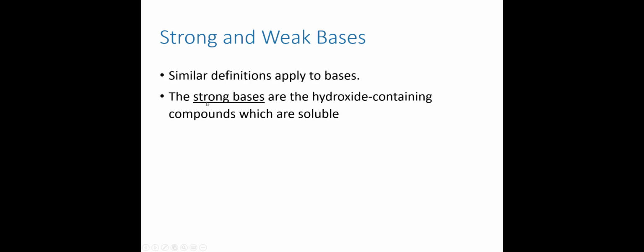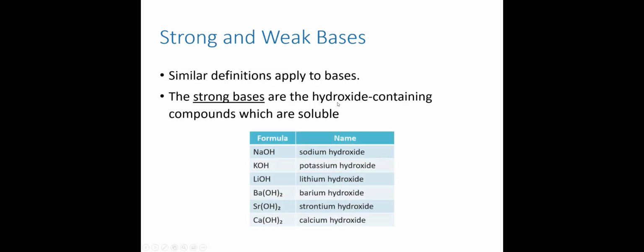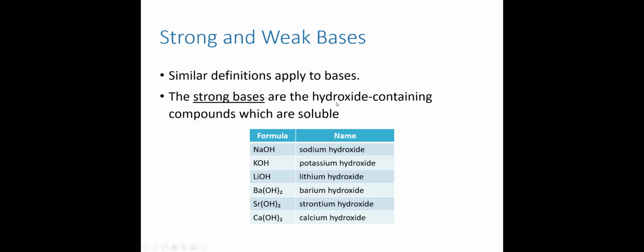Just like we had strong and weak acids, we have strong and weak bases. So we have a similar definition here. A strong base is going to be any base which completely ionizes in solution. And the only ones that are going to do that are the hydroxide-containing compounds, which are soluble. Now, I did not give you an exhaustive list of all the different compounds which are soluble, so I'm just going to give you an abbreviated list of the strong bases here.